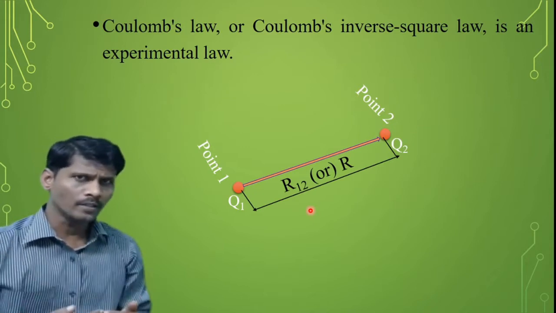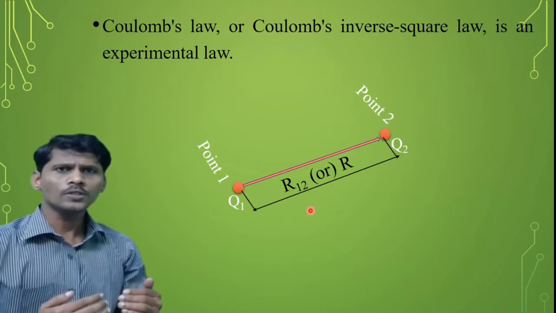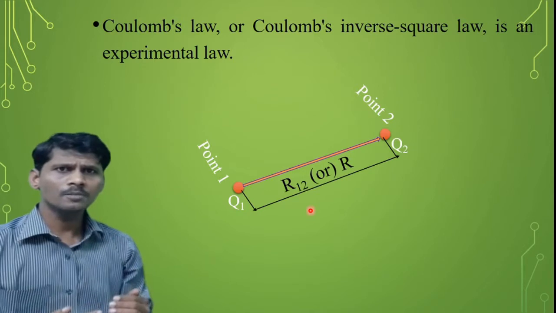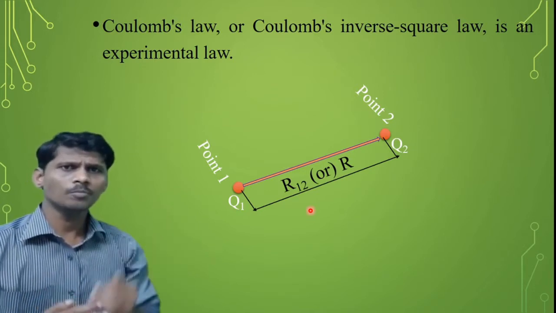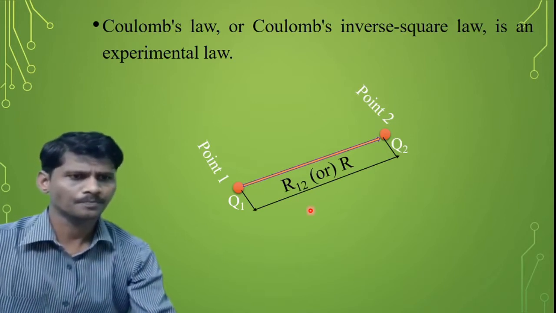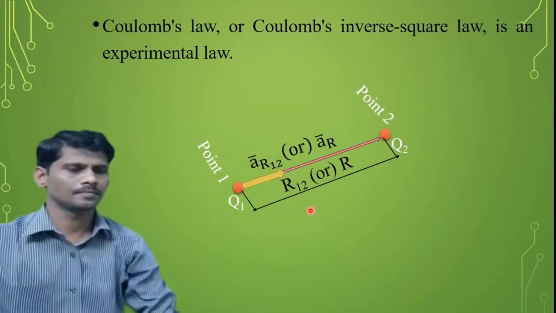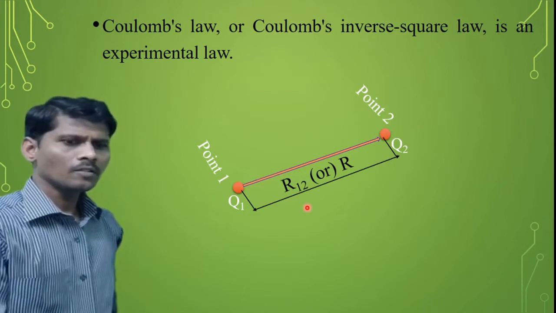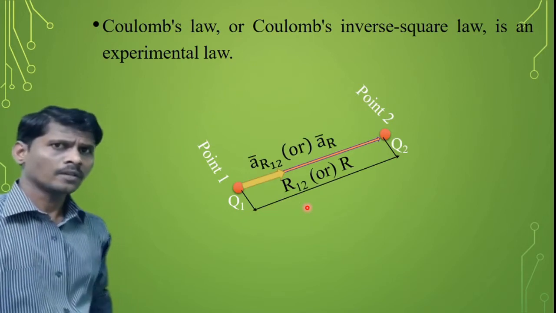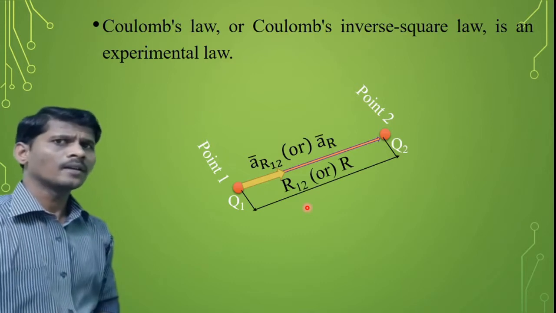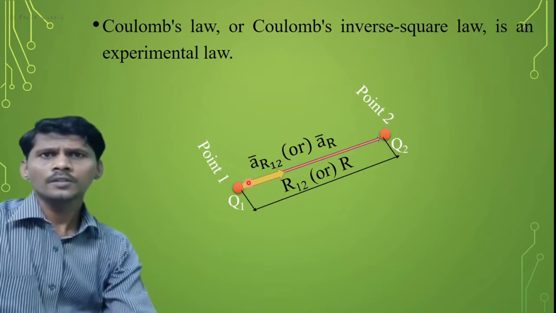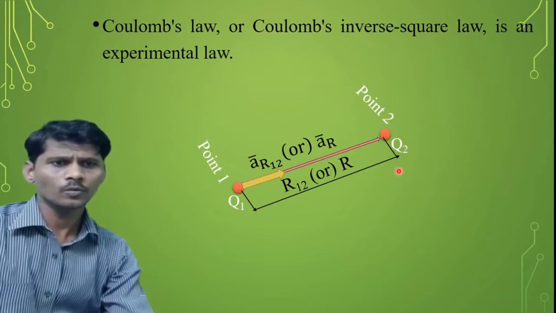Now we can determine the force on charge Q2 due to Q1. The distance between the first point charge and the second point charge is R12 or simply R. Along this direction, the unit vector is aR12 bar or aR bar. aR12 bar is the unit vector directed from charge Q1 to Q2.